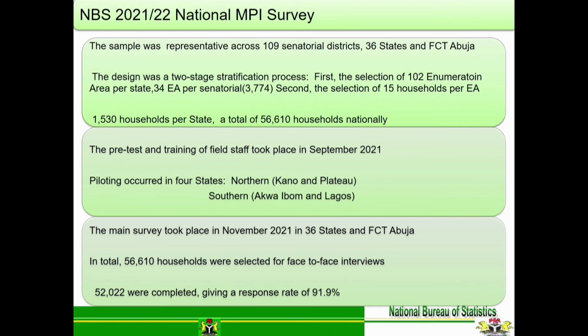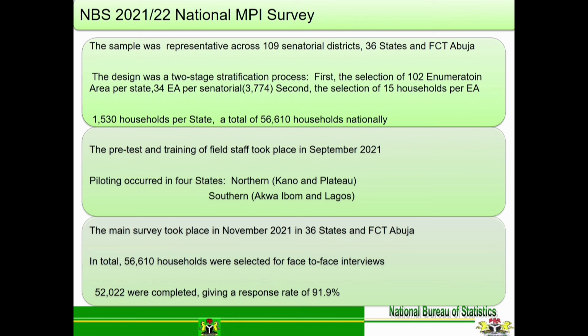After the pretest exercise, a pilot exercise was also carried out in four states, in the northern and southern parts of Nigeria. For the northern part, it took place in Kano and Plateau, and for the southern part, it took place in Akwa Ibom and Lagos. After the pilot exercise, the main survey took place in November 2021 in the 36 states and FCT also. In total, 56,610 households were selected for the face-to-face interview.